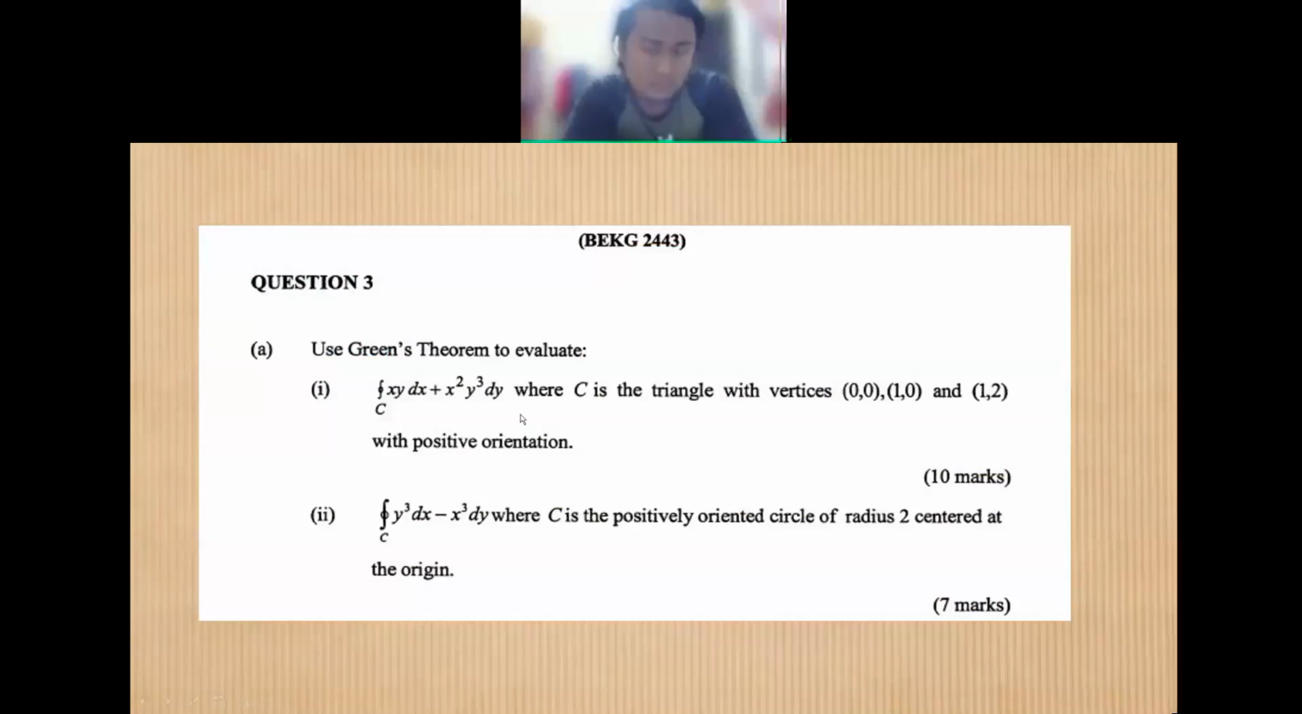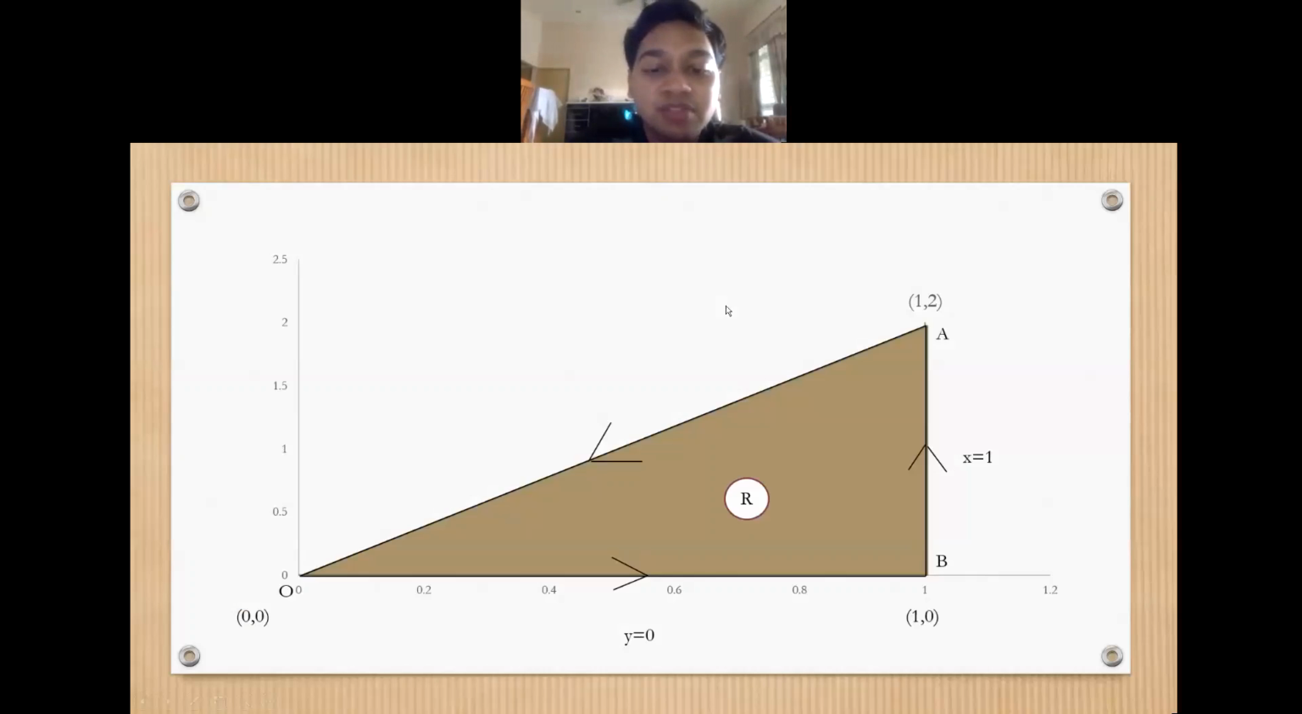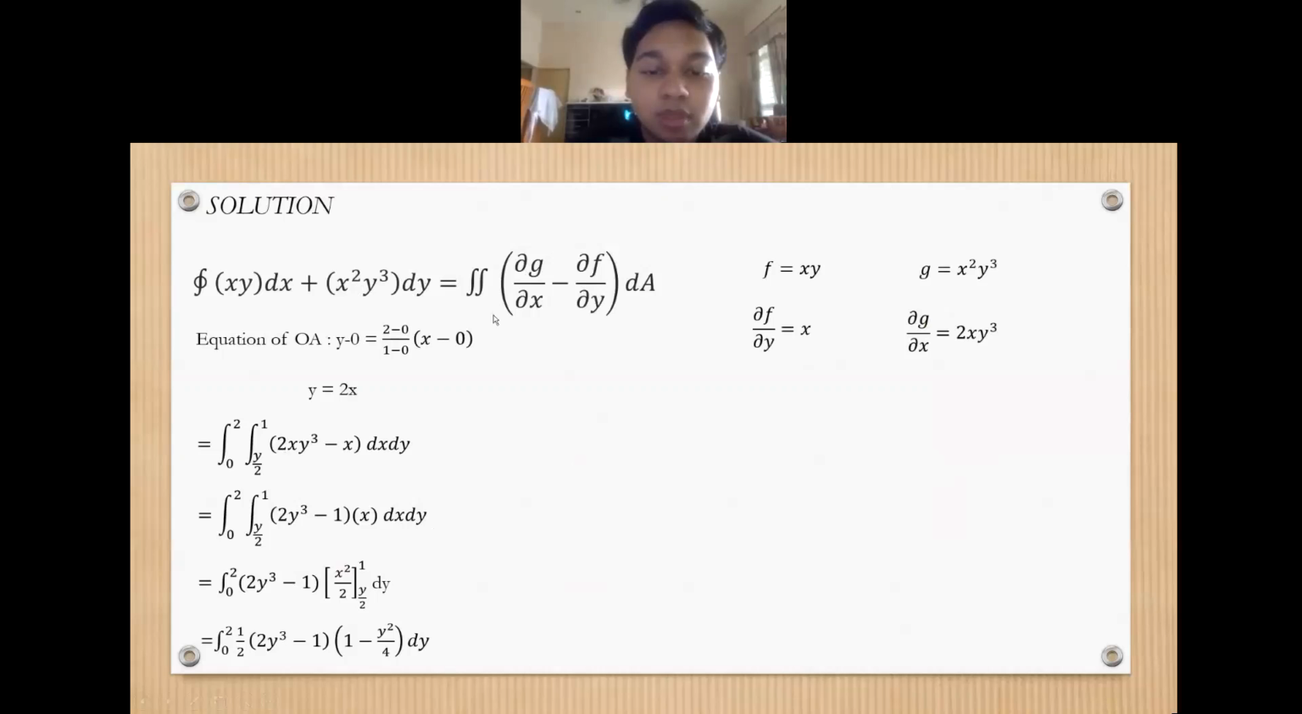Okay, our topic is Green's Theorem. Now I will tell about the definition of Green's Theorem. Let R be a simple connected plane region whose boundary is a simple closed piecewise smooth curve C oriented counterclockwise. If f(x,y) and g(x,y) have continuous first partial derivatives in some open set containing R, then the integral over C of f(x,y) dx plus g(x,y) dy equals the double integral over R of ∂g/∂x minus ∂f/∂y dA.